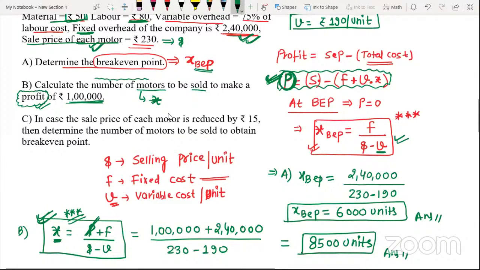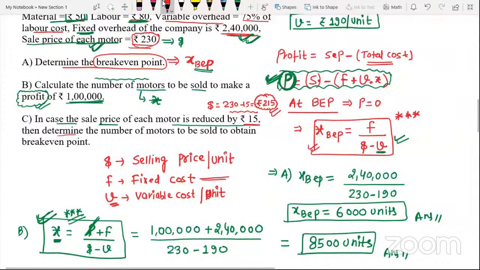they are saying that in case the sale price of each motor is reduced by rupees 15, it means that earlier it was rupees 230 per unit, and now it is going to decrease by rupees 15. So small s is going to be 230 minus 15, so it will be rupees 215. The selling price for part C will be rupees 215 because it is reduced by rupees 15.